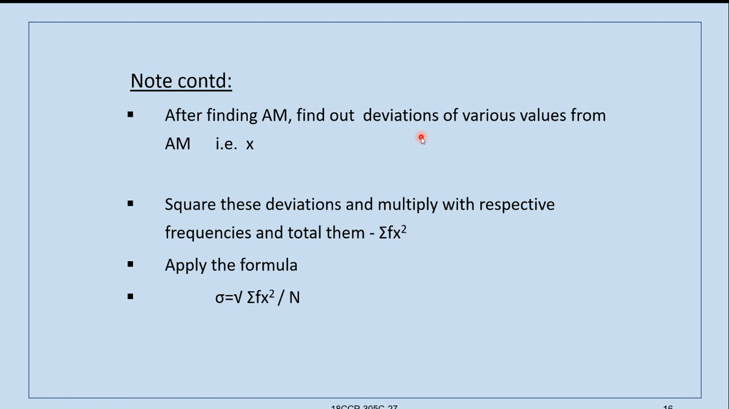So after finding the arithmetic mean, find the deviations of various values from the arithmetic mean, square these deviations, multiply with respective frequencies, and total them to get sigma fx square. This is relating to deviations taken from the actual mean, that is the direct method.